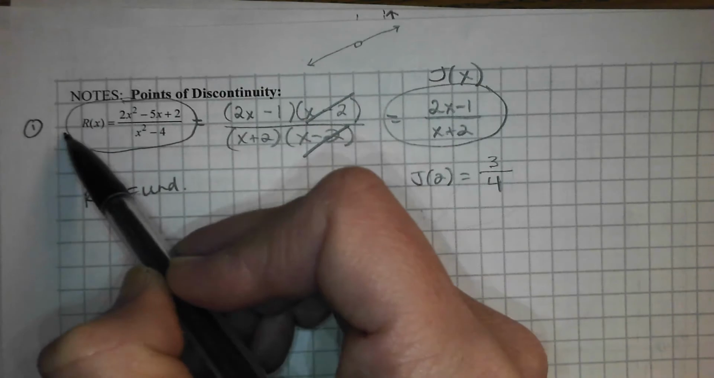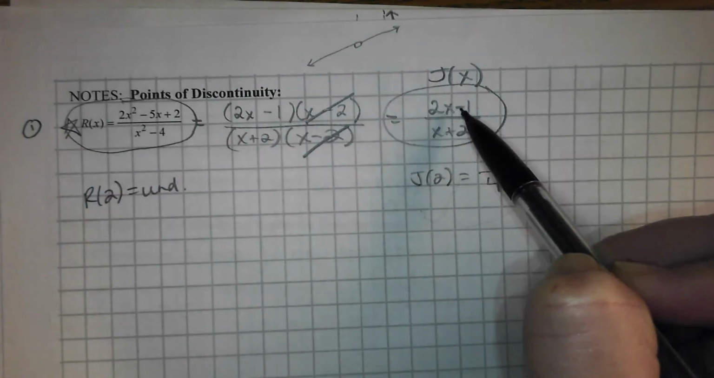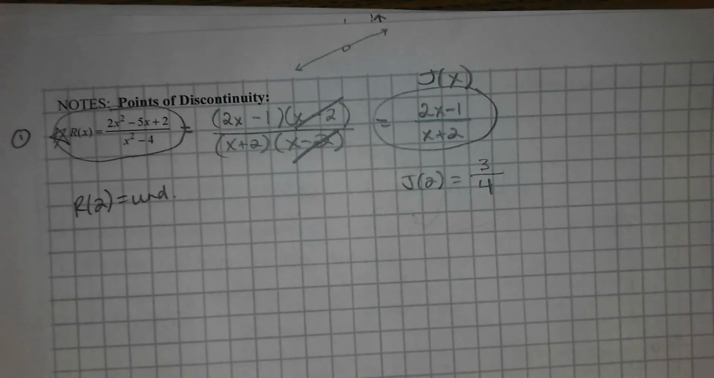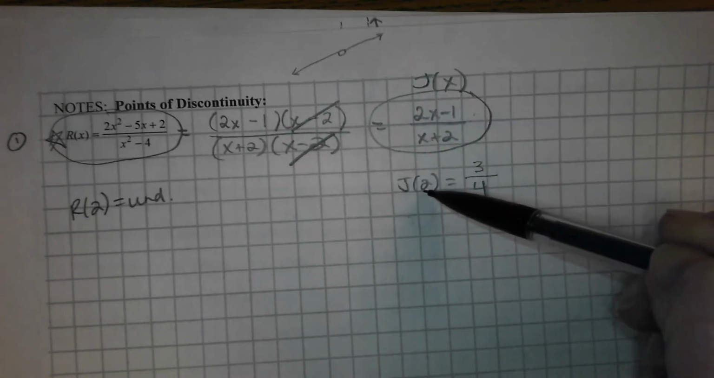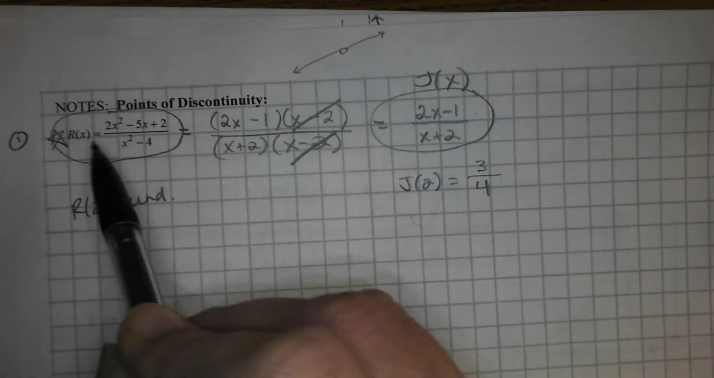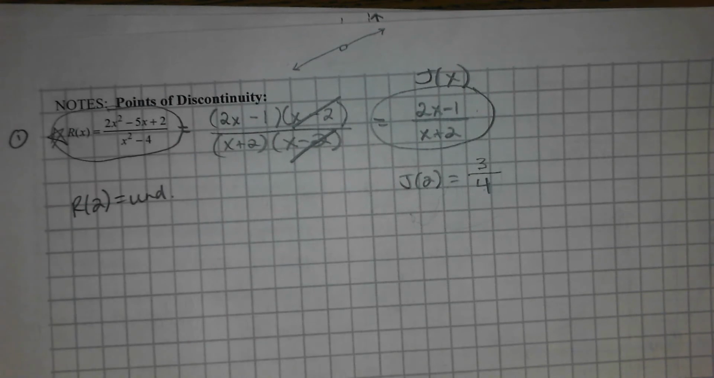Because we're technically graphing this one. We don't want to graph this one, even though they're going to look virtually identical. This one itself wouldn't have a hole. It would actually have a point at 2, 3/4. But because we're graphing this one, there's going to be a hole there.